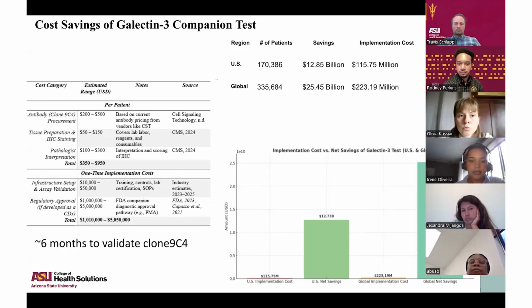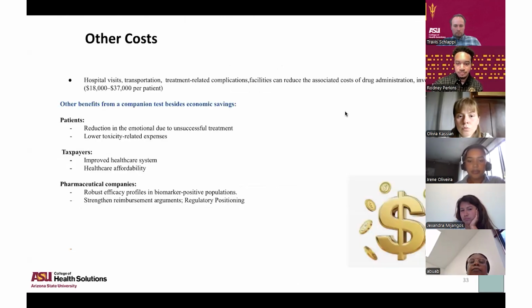That's why we highly recommend to validate the Clone-IC4 test as a companion test. And moving on to the next slide. And also we have other costs that are not included on the previous slide. Like Olivia mentioned, there are costs to hospital visits, transportation, treatment-related complications, facilities, and that can be around $18,000 to $37,000 per patient.